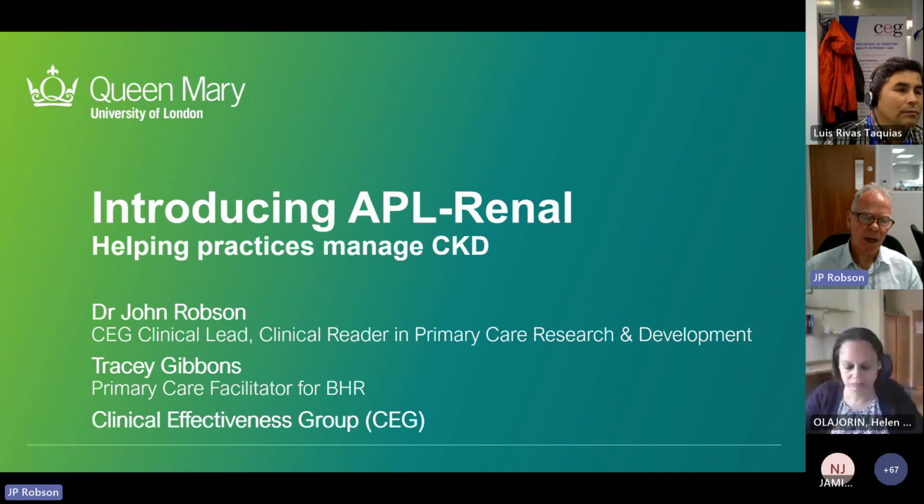And any support that the ICS can give, the federations can give, the PCNs can give, will be most welcome. It's a system, it's not a plugin, but it is an important part of the program.